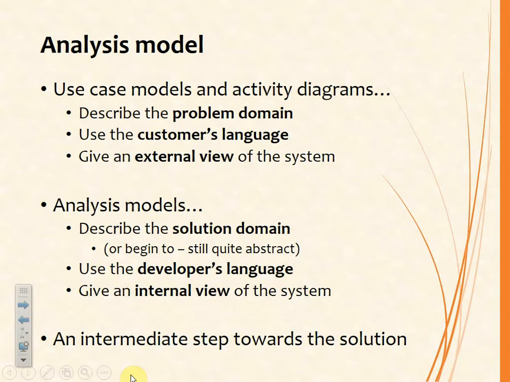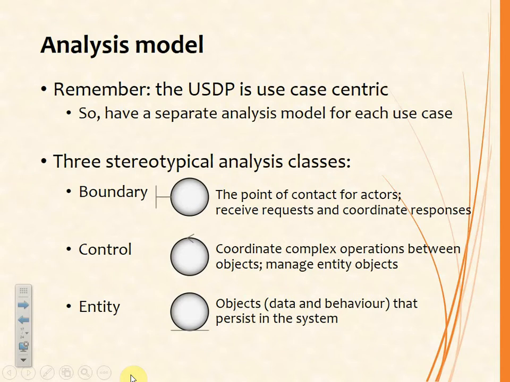We begin to use the developer's language. We start to talk about classes and other such things. And we're beginning to think about the internal representation of the system that we're going to build. It's really an intermediate step towards the final solution, but it is an important intermediate step. Now, in an analysis model, we have got these three stereotypical analysis classes: boundary, control, and entity.